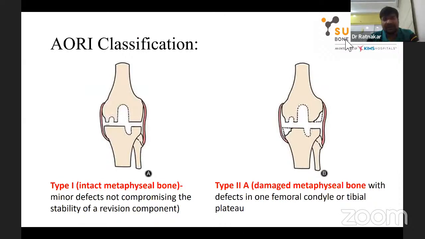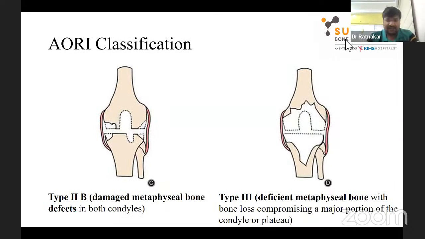The most commonly employed classification is the AORI classification, the Anderson Orthopaedic Research Institute classification, where type 1 defects have intact metaphyseal bone. These are minor defects, not compromising the stability of any implants. Type 2A has a little bit of damage in the metaphyseal bone, usually in one tibial condyle or the femoral condyle. Type 2B again has some deficit in the metaphyseal bone and involves both the tibial and the femoral condyle. Type 3 is more of an exhaustive type, where the metaphysis is deficient, with significant loss of bone over a tibial or a femoral condyle.